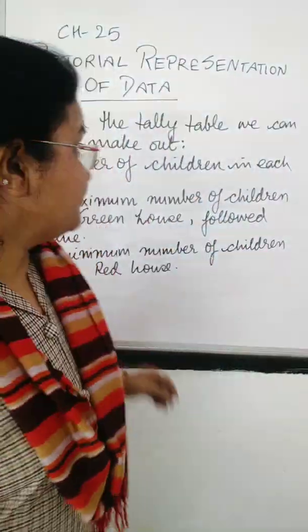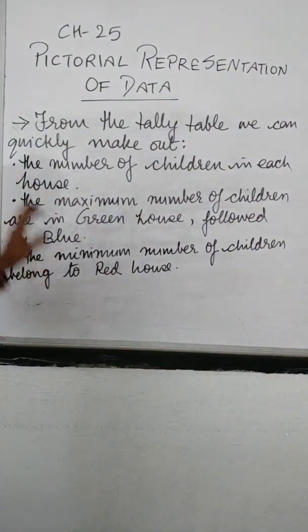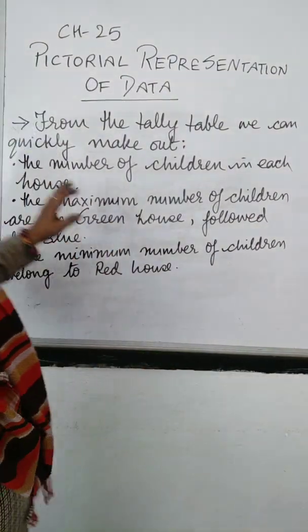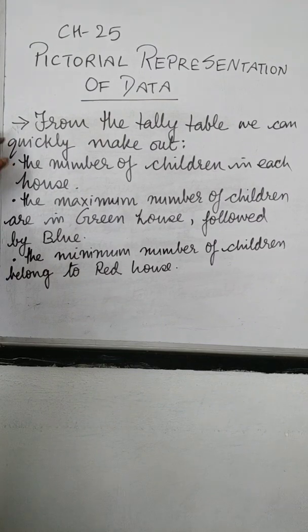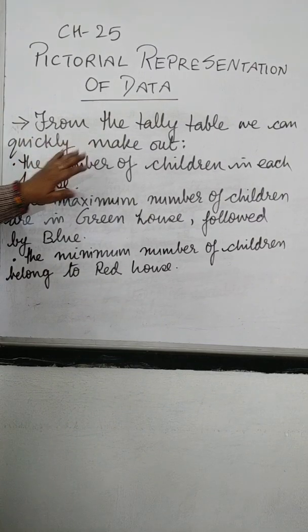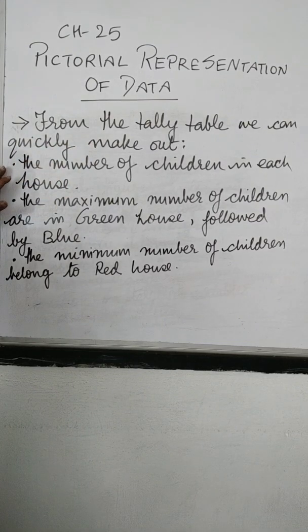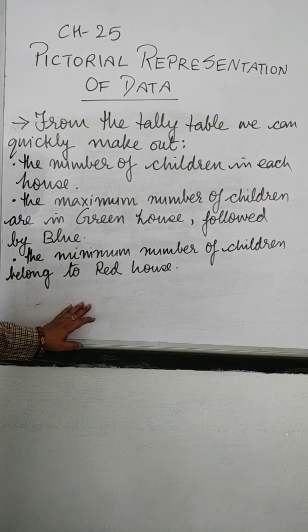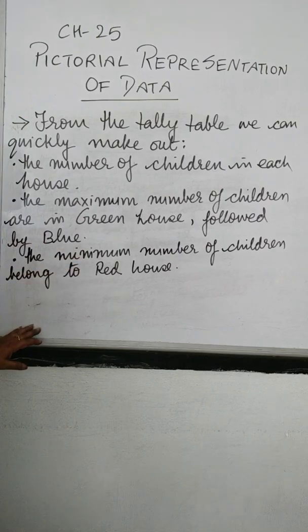Yes students, we are learning the tally marks. So what are the advantages? From the tally table, we can quickly make out the number of children in each house. The maximum number of children are in green house followed by blue, and the minimum number of children belong to red house. So at a glance, we can find out these findings from the tally table.